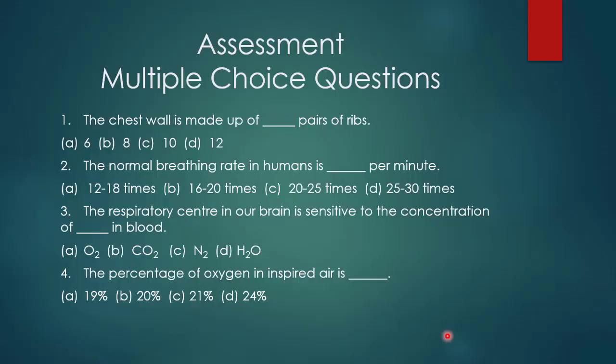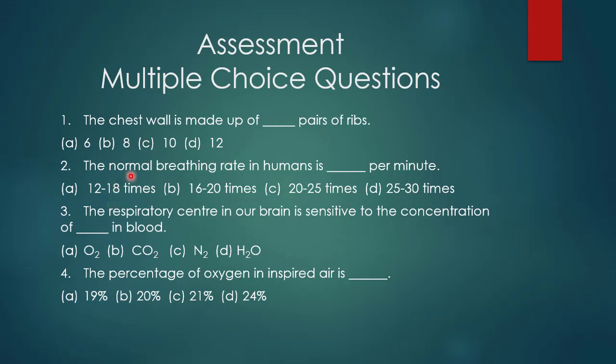Students, now we will assess our lecture with some multiple choice questions, short question answers and long question answers. Here are some important MCQs relevant to this topic. Number 1, the chest wall is made up of dash pairs of ribs. The options are 6, 8, 10 or 12. And the correct answer is 12 pairs of ribs.